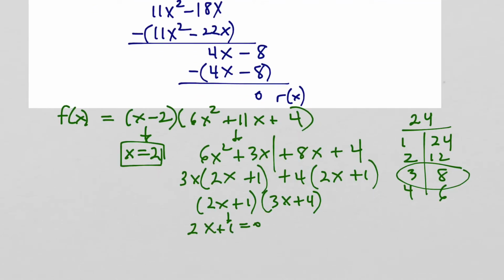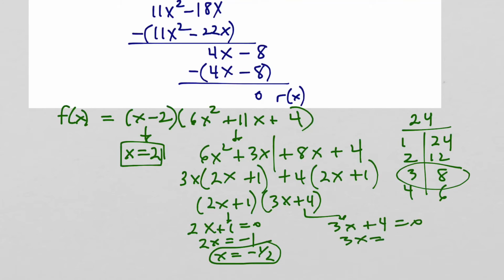From this factor, I've got 2x plus 1 equal to 0, so 2x is equal to negative 1, x is equal to negative 1/2, the second zero. Now I've got 3x plus 4 equal to 0, 3x is equal to negative 4, x is equal to negative 4/3, the other zero.